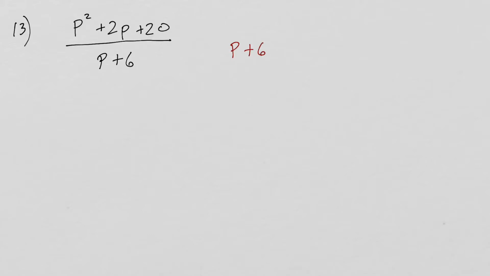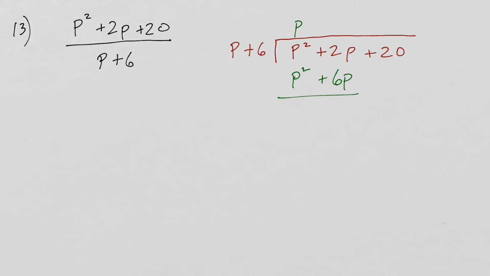P plus 6 goes into the top, and I'm going to put p squared plus 2p plus 20. I'm only looking at my first terms, and I have to use a p there so that when I multiply, I get p squared. And I have p times 6 is a positive 6p. And now I'm ready to subtract. 2 minus 6 is negative 4p. And then I drop my 20.